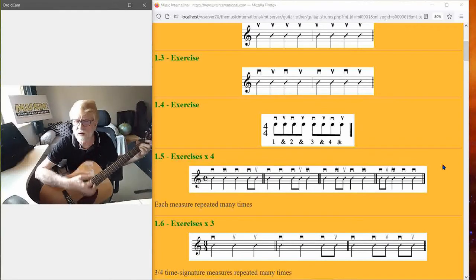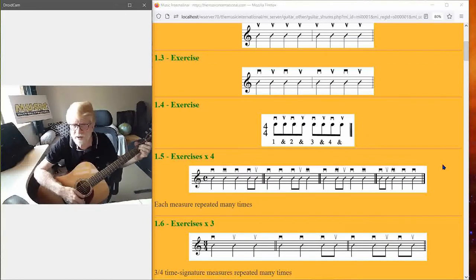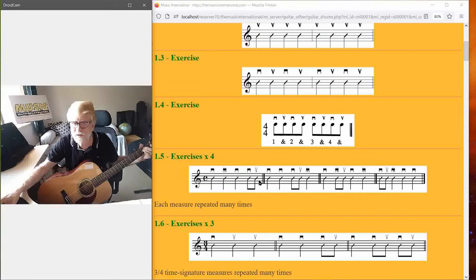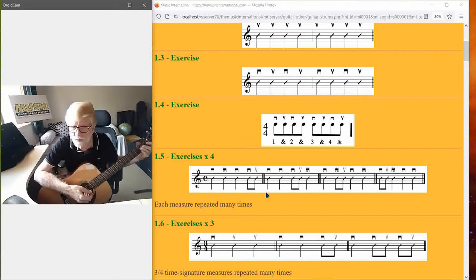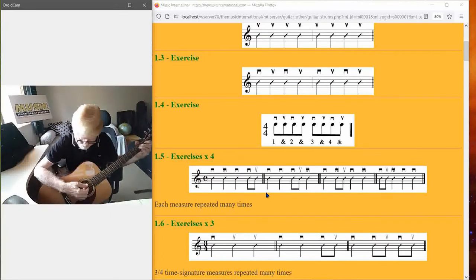So you go 1, 2, 3. Now I'm only repeating the first measure. That means if you can see the cursor here, it's the first part. I'm doing this part, only the first measure, and I'm repeating that again and again. So only the first measure of the 4 exercises. So 1.5 has 4 parts, 4 measures. Each of them is counted 4 times. So if you look at that, I'm playing the downstroke. Okay, so that was the first measure that we're repeating.